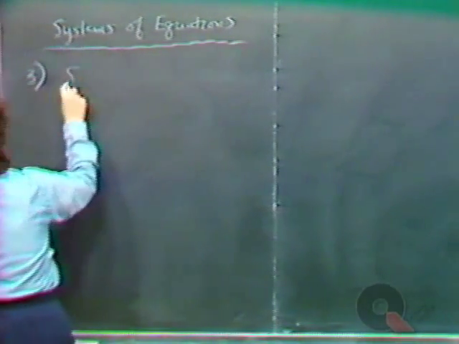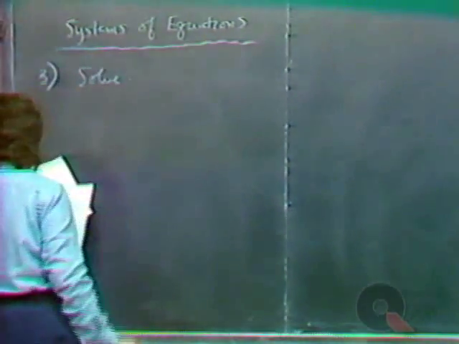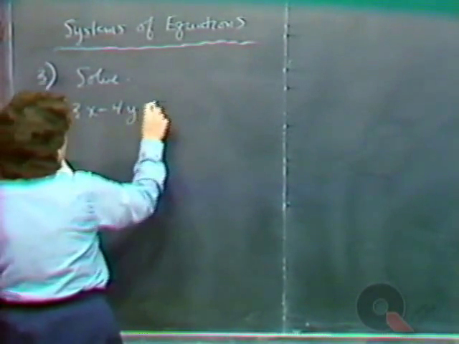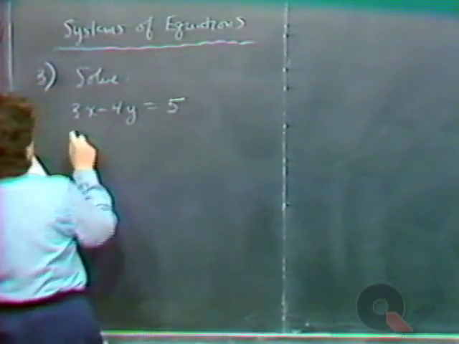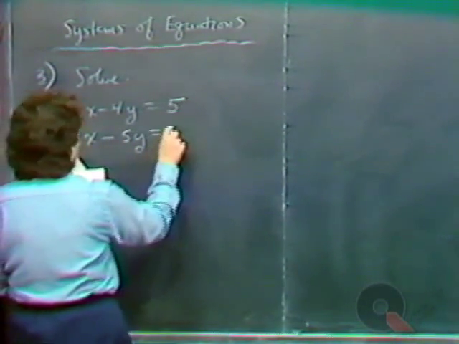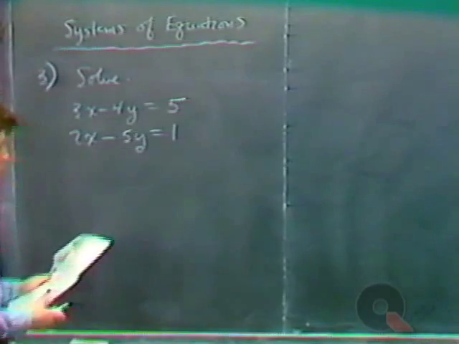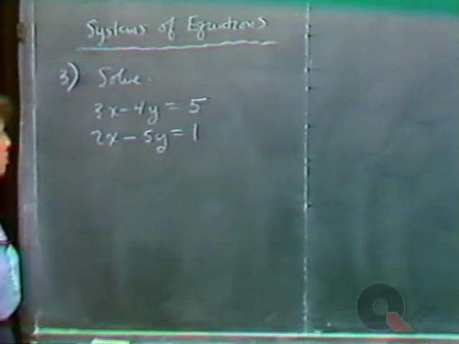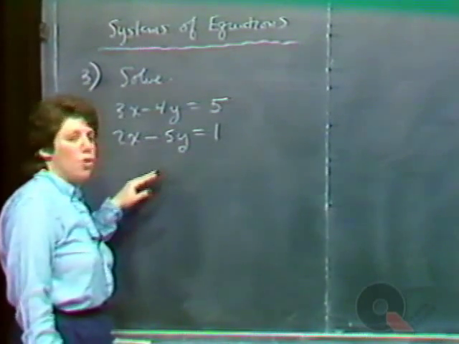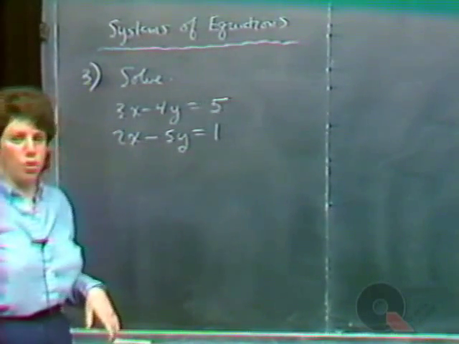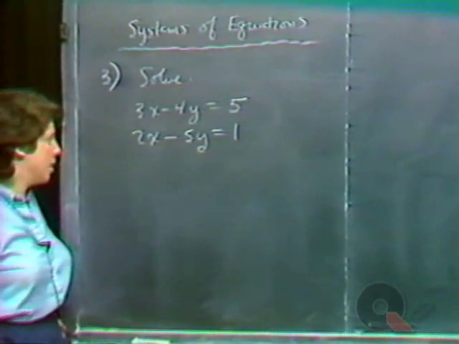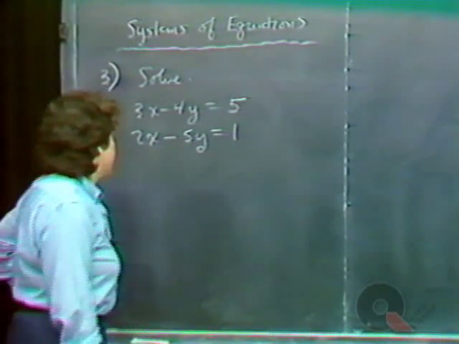Solve the following system of equations. 3x minus 4y equals 5. 2x minus 5y equals 1. Now, substitution isn't particularly easy. It would involve fractions. You'd have to solve for either x or y, and none of them have coefficient 1, which would make it particularly easy to solve, and then substitute into the other equation. So I'm going to try for elimination.